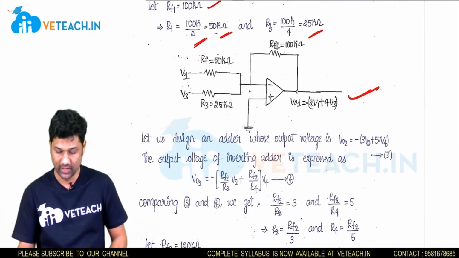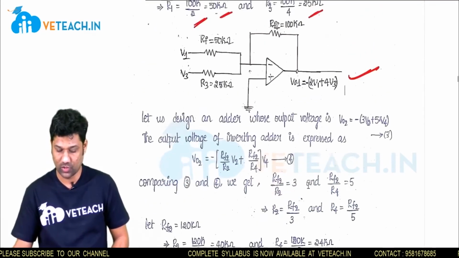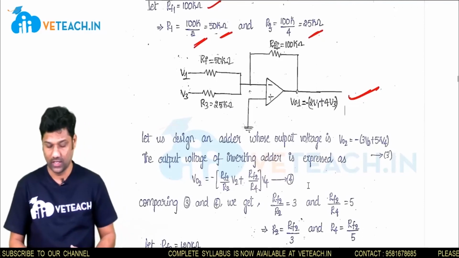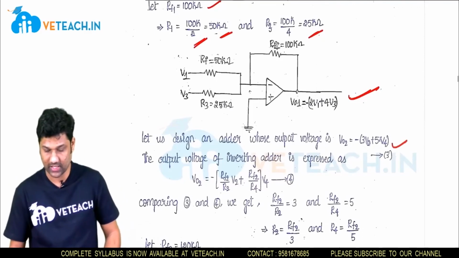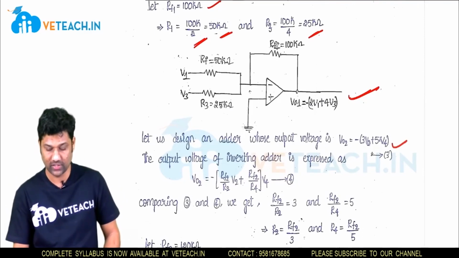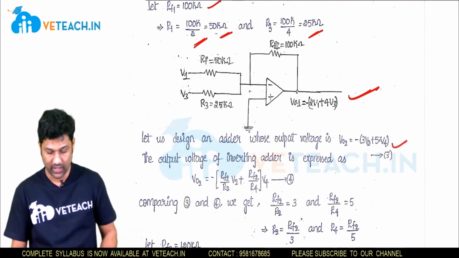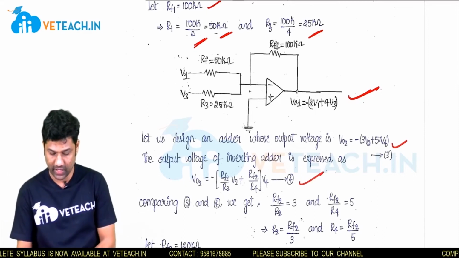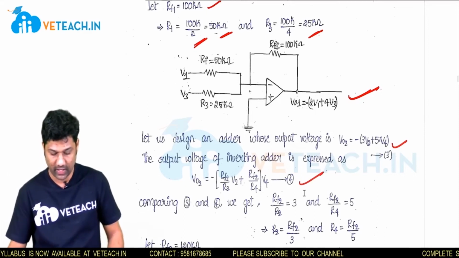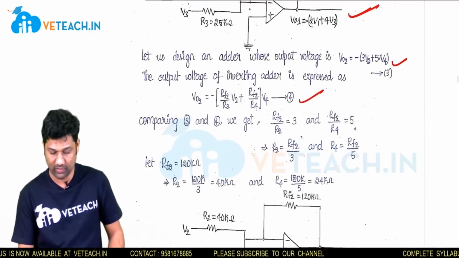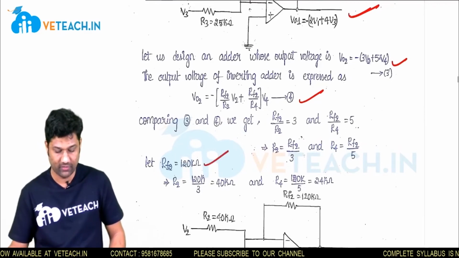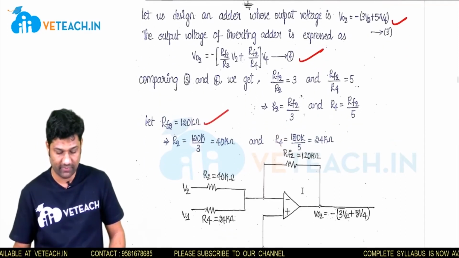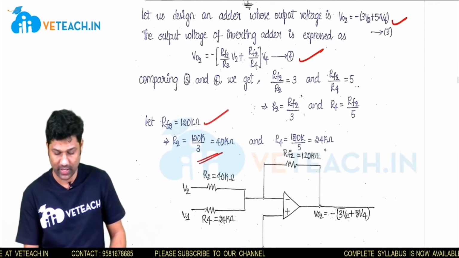So this is an inverting adder. Now let us design the adder whose output is V02. We are using only inverting adders here. So V02 equals minus of 3V2 plus 5V4. In a similar way, this is the output voltage expression of an inverting adder. By comparing 3 and 4, we get RF2 by R2 equal to 3 and RF2 by R4 equal to 5. Next, let RF2 equal 120 kilo ohms. If we consider RF2 equal to 120 kilo ohms, we get R2 and we get R4.